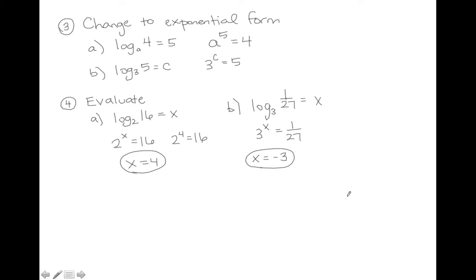So the answers we were solving for here in the original log form are actually the exponents when we write these in exponential form. All right, let's go ahead and look at the graphs. Okay, so we're just going to graph log base 10 of x.